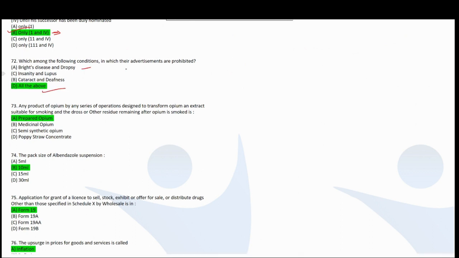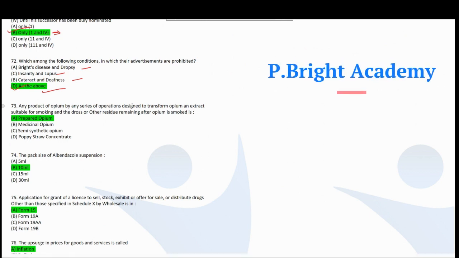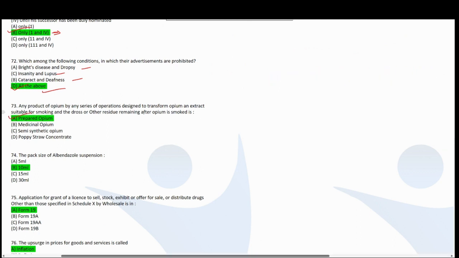Right, diseases like dropsy, insanity and lupus, cataract and deafness. Option D is the right answer. Any product of opium obtained by any series of operations designed to transform opium into an extract suitable for smoking, or dross or other residue remaining after opium is smoked, is called prepared opium. Option A is the right answer.